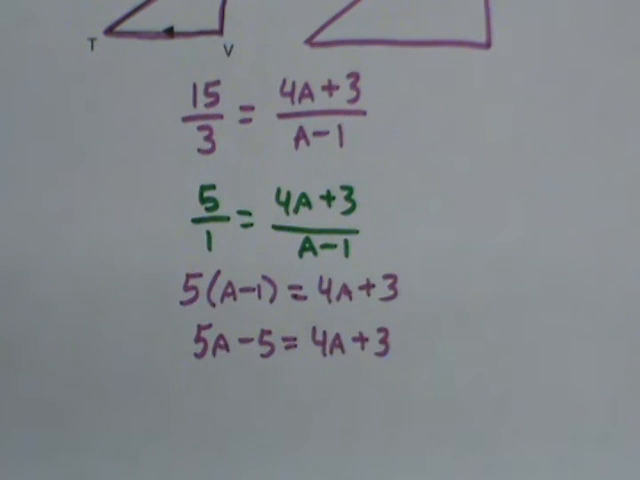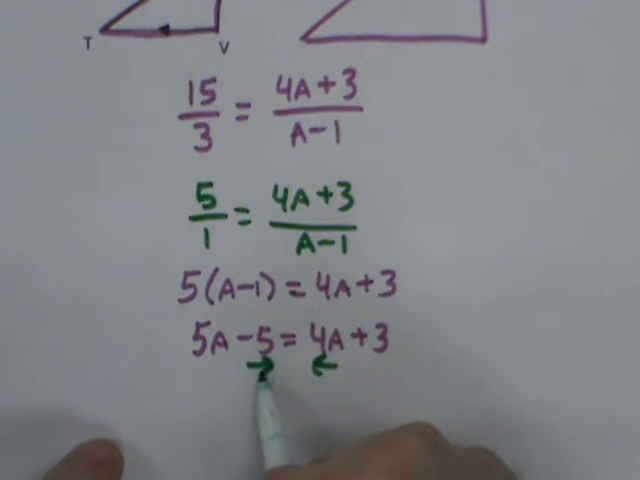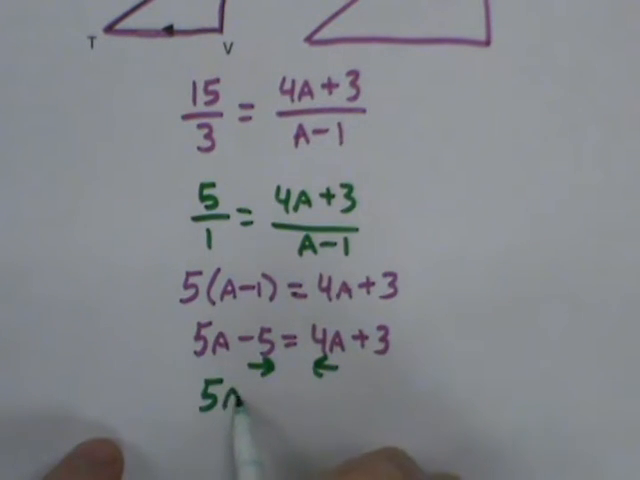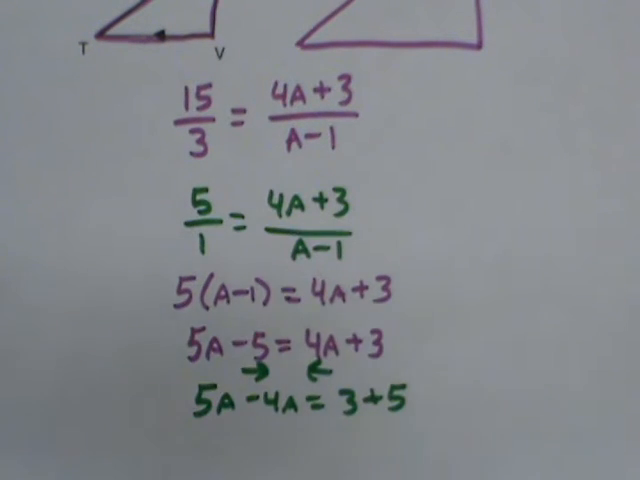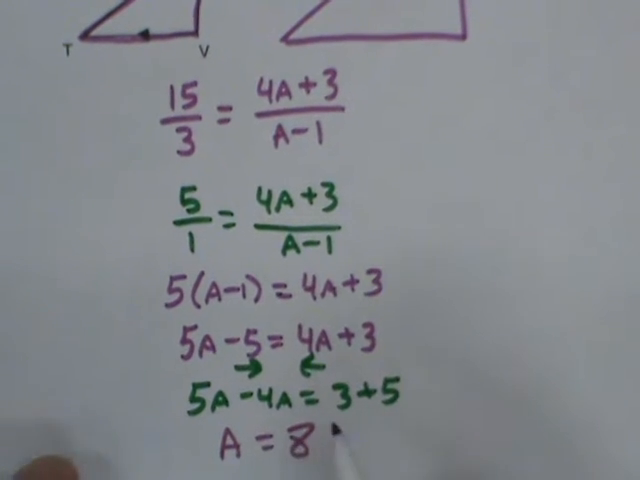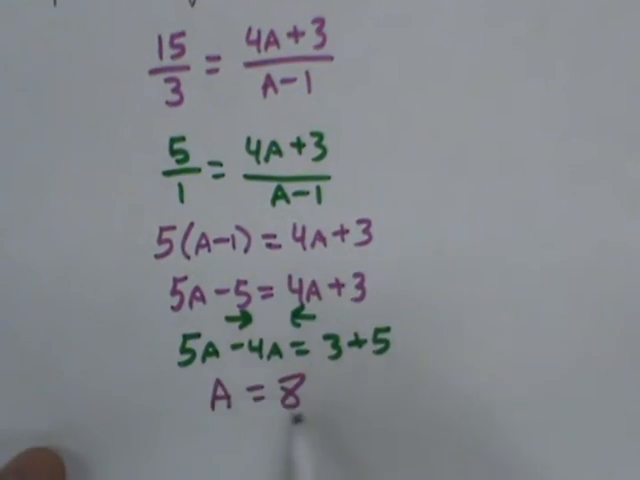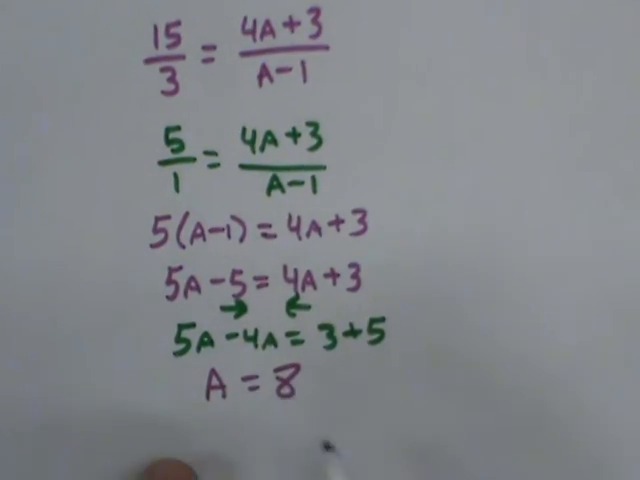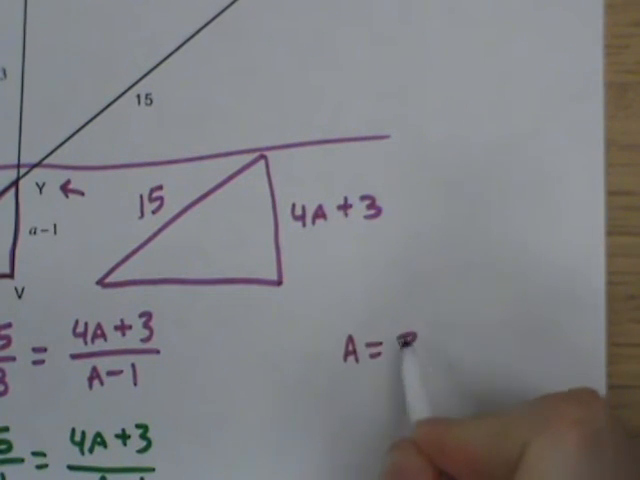Yay, I'm going to get a good answer here. As I move this 4a over and this 5 over the other direction, I can say 5a take away 4a is equal to 3 plus 5. 5a take away 4a is a simple a. 3 plus 5 is 8. Look at that. Nice answer, and it's positive. That's what you expect. Most of your problems should look like that. If these were real problems, they have to come out positive. And so I can say a equals 8.